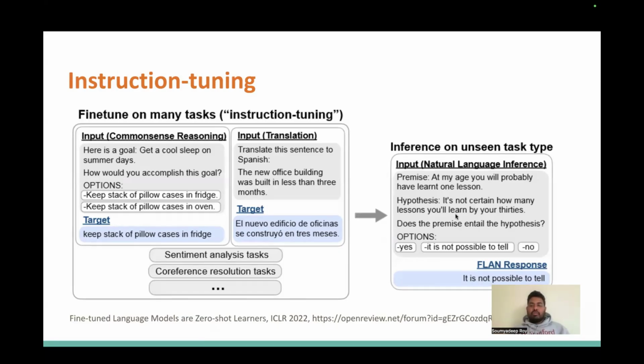And the idea is that in future, if you give it an unseen task, for example, the unseen task here is natural language inference, then it will be able to follow your instructions and choose one of the three options: yes, it is not possible to tell, or no, right?